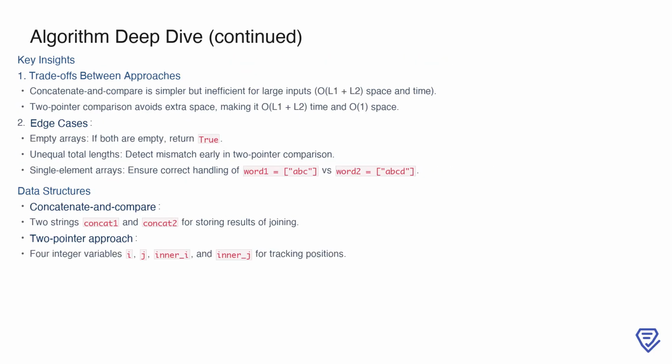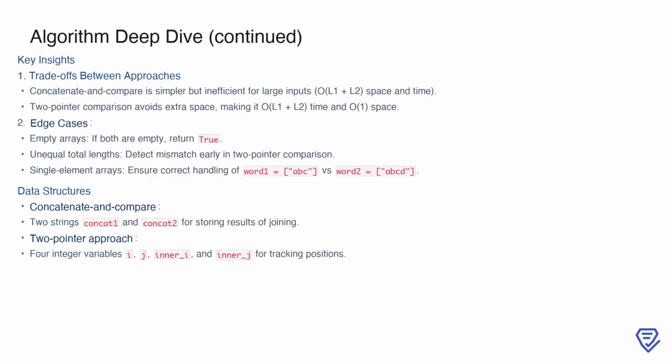When comparing the two approaches, it's important to consider their trade-offs. The concatenate and compare method is simpler to implement, but it's not efficient for large inputs because it requires extra space for the concatenated strings, resulting in O(L1 + L2) time and space complexity, where L1 and L2 are the total lengths of word1 and word2. On the other hand, the two-pointer approach eliminates the need for extra space, making it O(L1 + L2) in time but O(1) in space. Additionally, we must consider edge cases.